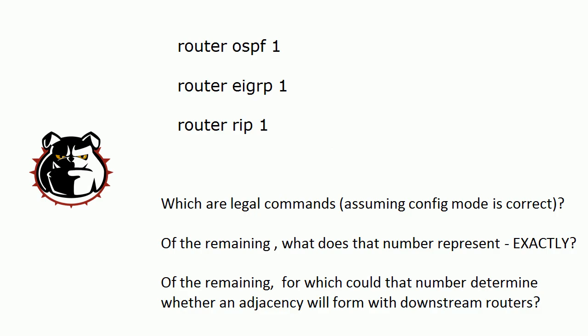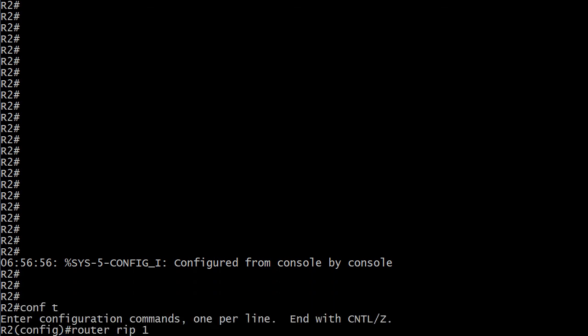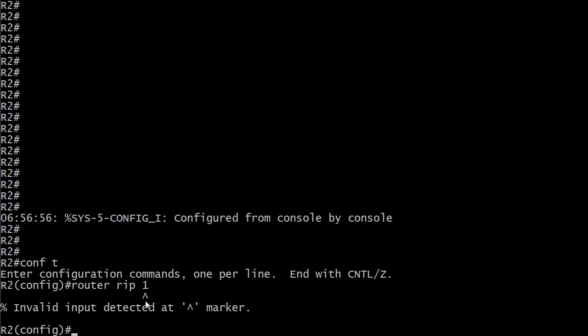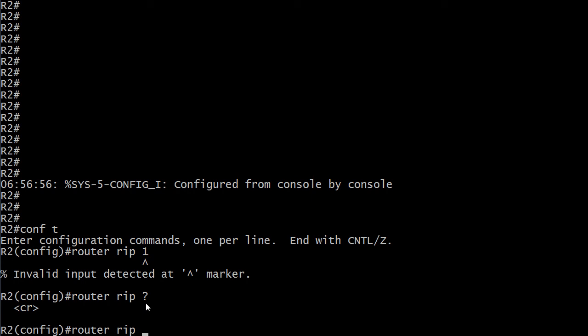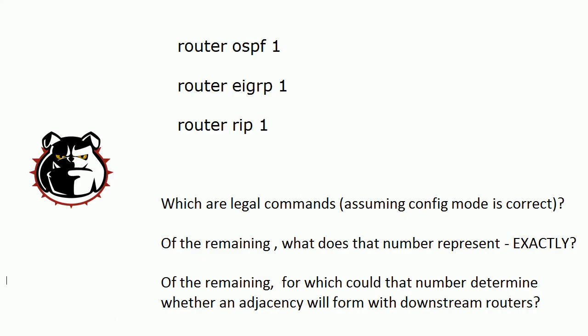So let's hop back to the question. First off, which of these are legal commands? Well, with router OSPF 1, we're fine, as we're going to see in a moment on live equipment. Router EIGRP 1, we're fine, but what about router RIP 1? What do you think about that one? Let's do a config T and do a router RIP 1. Remember, that caret doesn't just show you that you have invalid input, it shows you where it is. So what this is telling us is this command is perfectly fine all the way up to this number. That's a really good detail to keep in mind. And you can see that if we use IOS help here, we have no other options. Router RIP is the command. So router RIP 1 is indeed an illegal command. And going back to the questions for a moment, the legal commands are router OSPF 1 and router EIGRP 1.